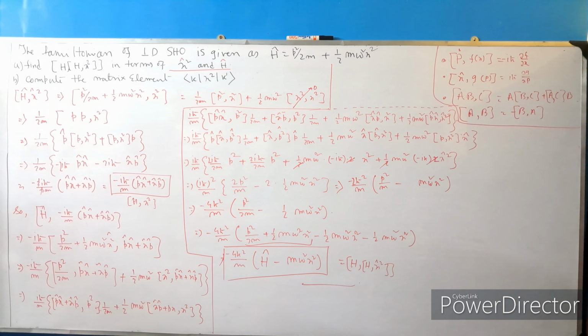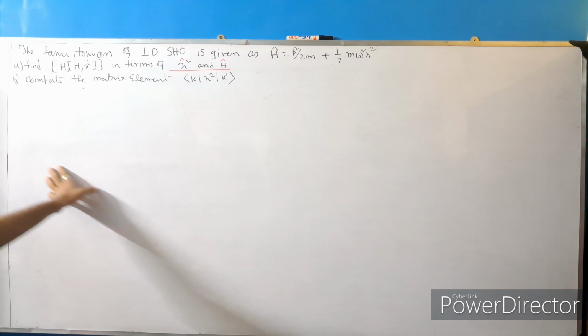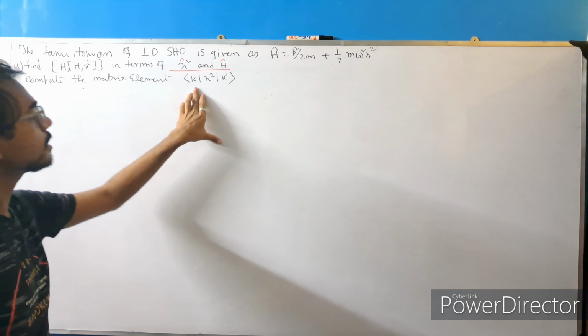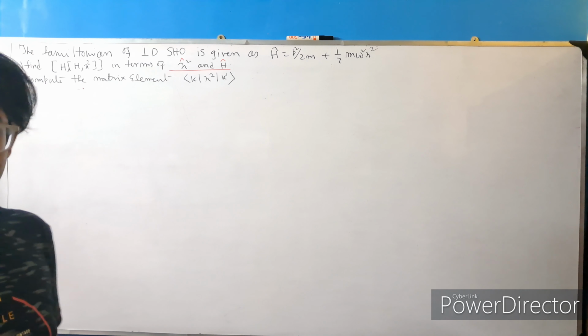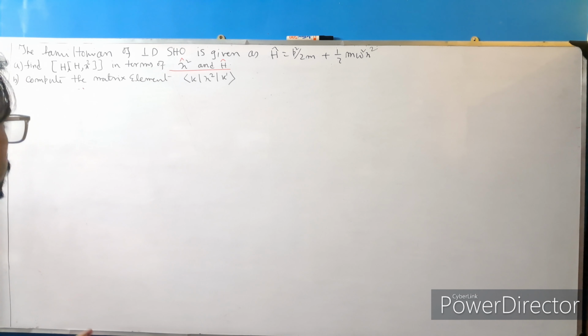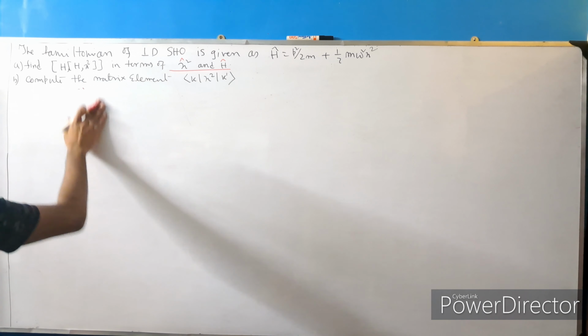Okay, I will erase the board now, so I can do the next part. I will erase it in 3, 2, 1 now. Okay, so I have erased the board, and here it is given that k and k prime are the energy eigenstates. It is not given in the question, but you guys I think already know that.